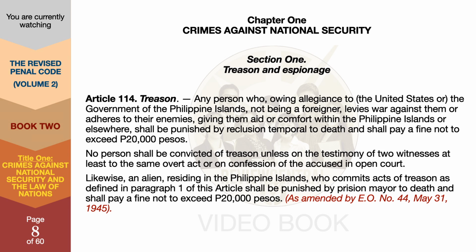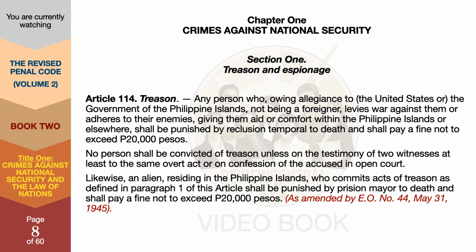Article 114. Treason. Any person who, owing allegiance to the United States or the government of the Philippine Islands, not being a foreigner, levies war against them or adheres to their enemies, giving them aid or comfort within the Philippine Islands or elsewhere, shall be punished by reclusion temporal to death and shall pay a fine not to exceed 20,000 pesos.